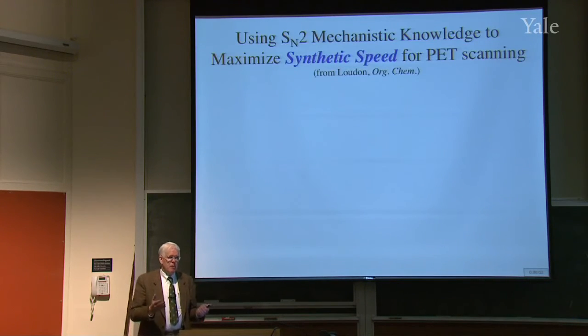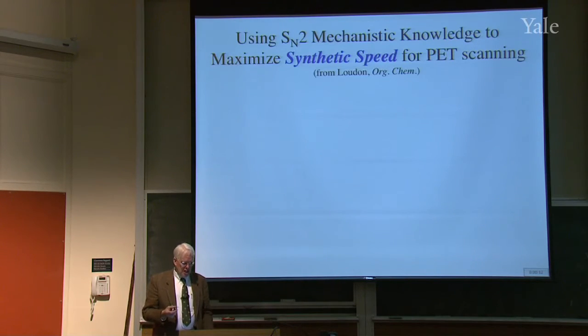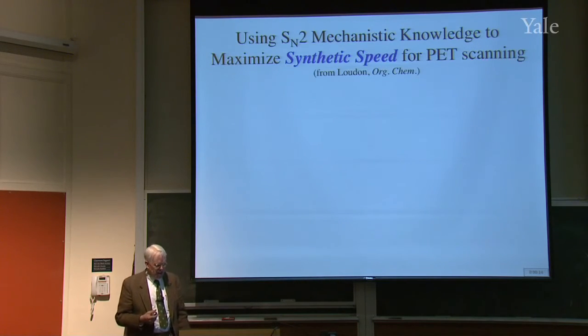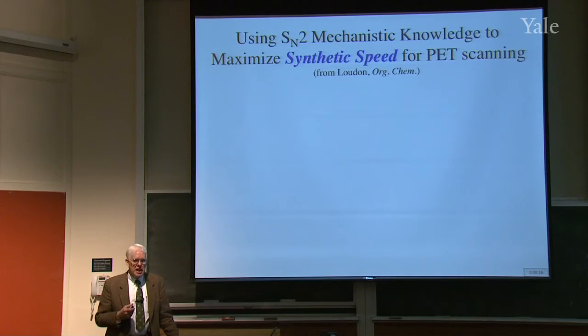Now, so we've looked a lot at this mechanism. Let's see how you can use knowledge of the mechanism to do something useful. In this particular case, it was to maximize synthetic speed in order to make PET scanning possible. Do people know what PET scanning is? What does the P stand for?